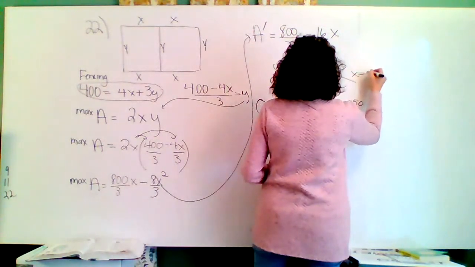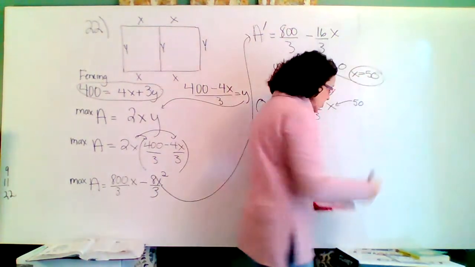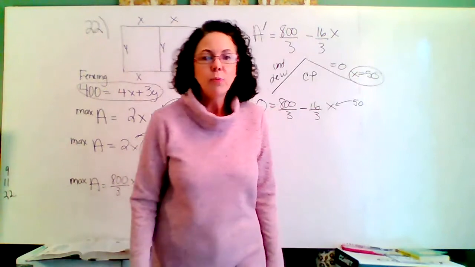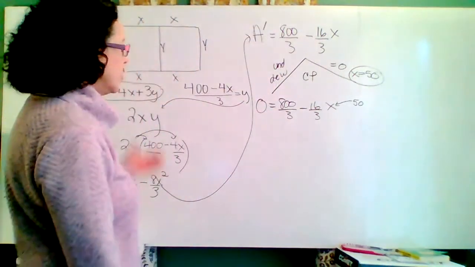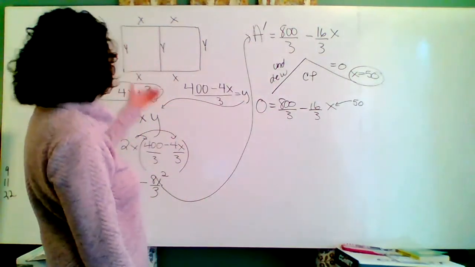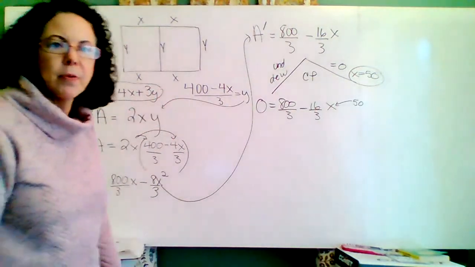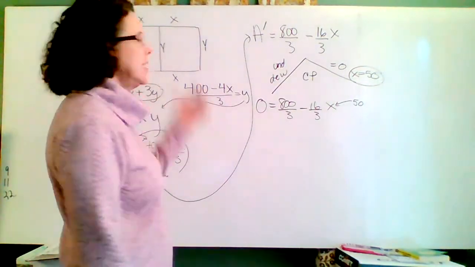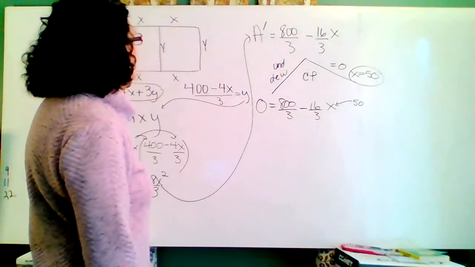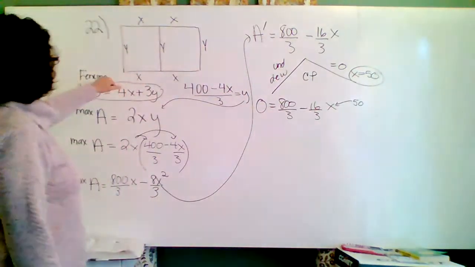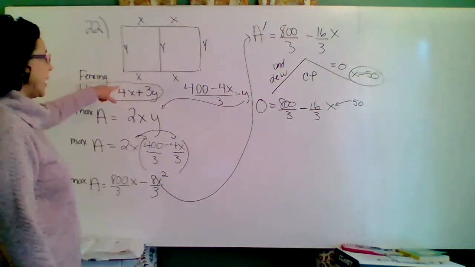X equals 50. Again, I could do a first derivative chart. It would come out to be a maximum. I would go from 0 to 50 and 50 to 100, and you would see that's a maximum, but logically speaking, it has to be. They asked us for the dimensions. So my X is 50.